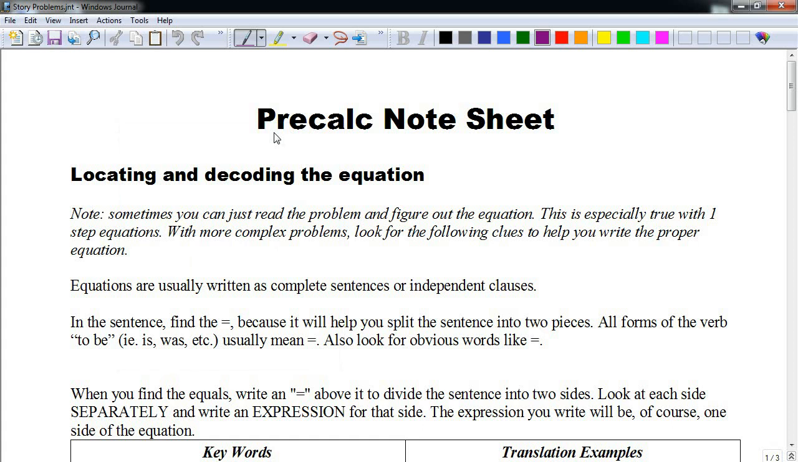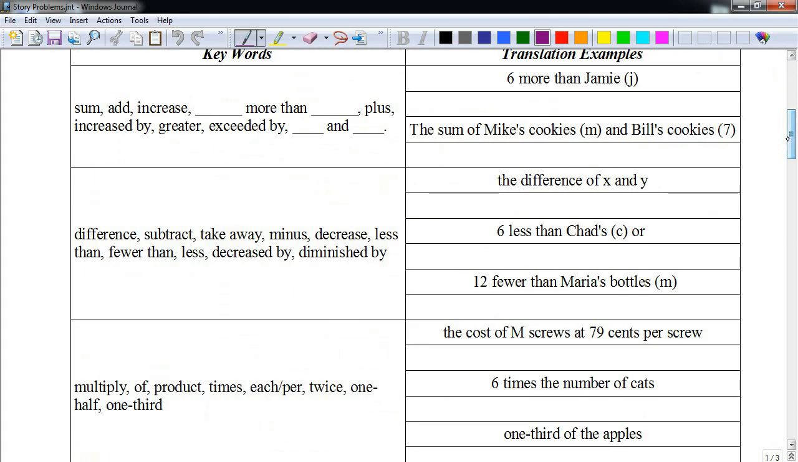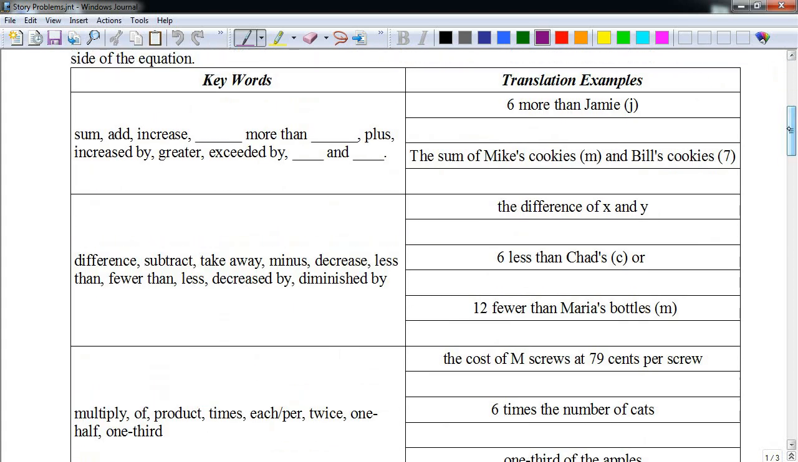Now, I've given you this note sheet, and I expect you to read it. I'm not going to read it to you, especially not here. I'm going to very quickly go through part of this note sheet and talk a little more in depth about other parts. So, one problem that students have is reading words and writing those as expressions.